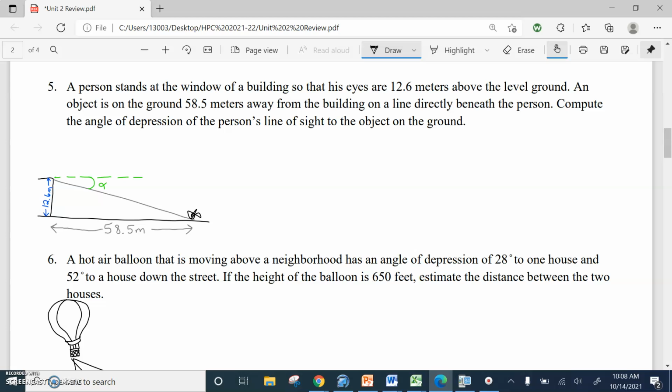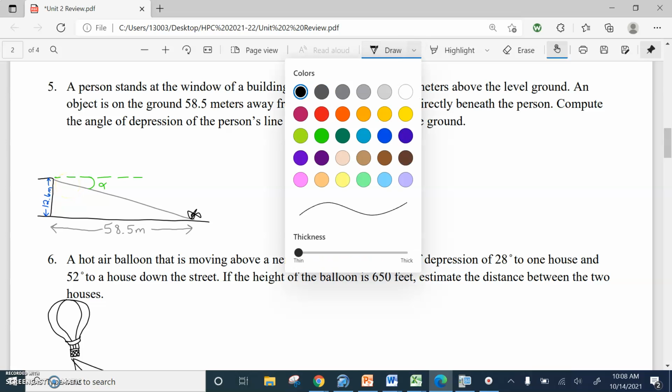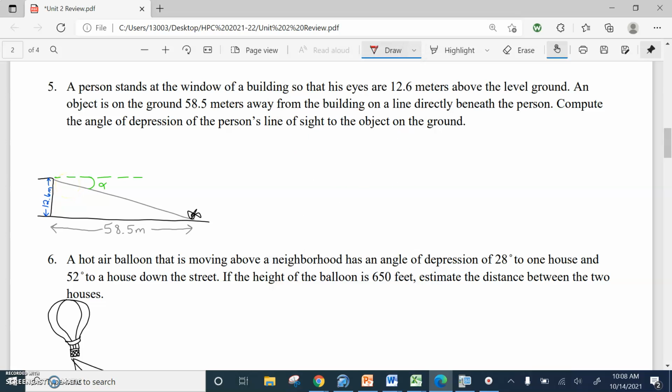And again, what we know, and I think this is the one people have more trouble with, is the angle of depression is not that little angle here. In fact, I'll draw it in red because red is wrong. That is not the angle we're working with. The angle we're working with is green, the angle alpha.